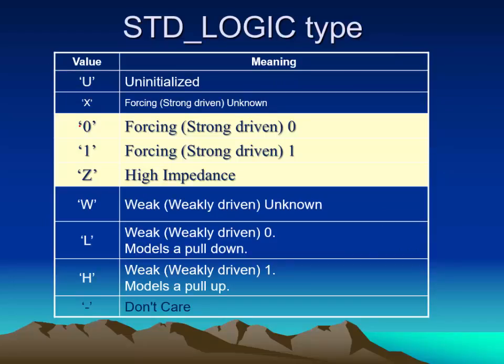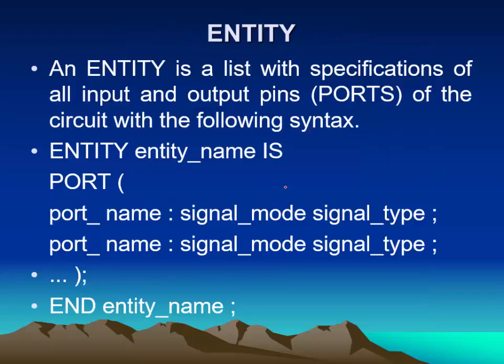We have some logic types where we can have 0, 1, high impedance, weak, unknown. Now these here that are highlighted, these are the ones normally used for synthesizable VHDL. The other ones where it shows U, X, W, L, and H, those are typically used for simulation purposes. And then we also have a don't care.